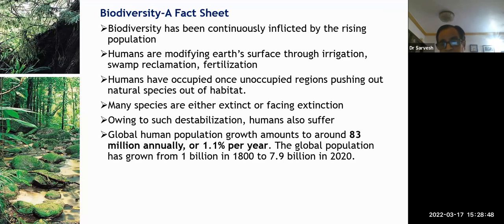Global human population growth amounts to around 83 million annually, that is 1.1% per year. This growth of population is particularly prominent in the Asia region. Starting from 840 million way back in 1800, we are now at 7.9 billion by the turn of 2020. It is such a phenomenal growth in population, and this is really triggering every possible adverse impact on natural resources and associated phenomena.